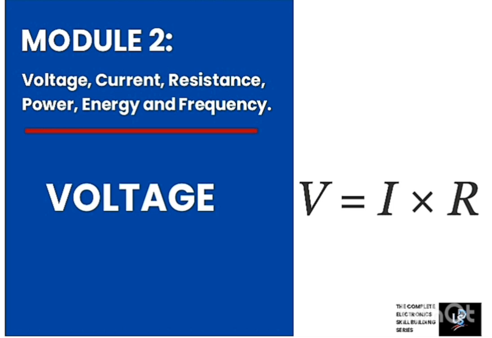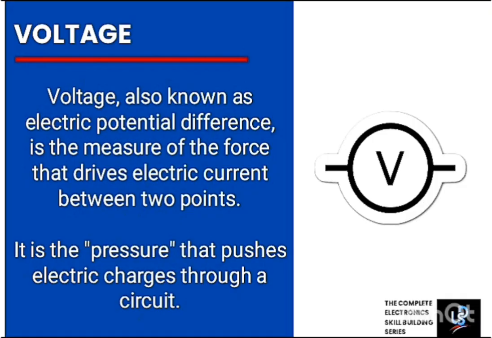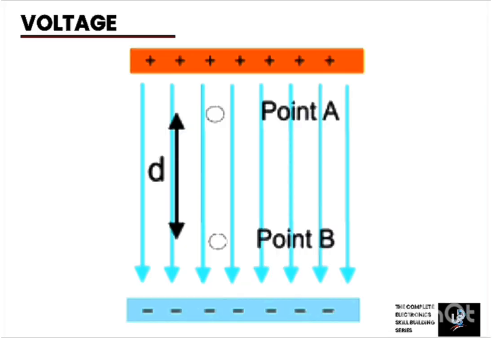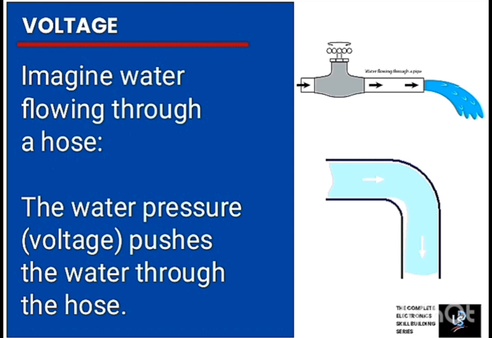Let's explore a fundamental quantity of electricity, voltage. Voltage, also known as electric potential difference, is the measure of force that drives electric current between 2 points. It is called potential difference because of the separation that exists between these points of opposite charges which possess a certain potential energy.